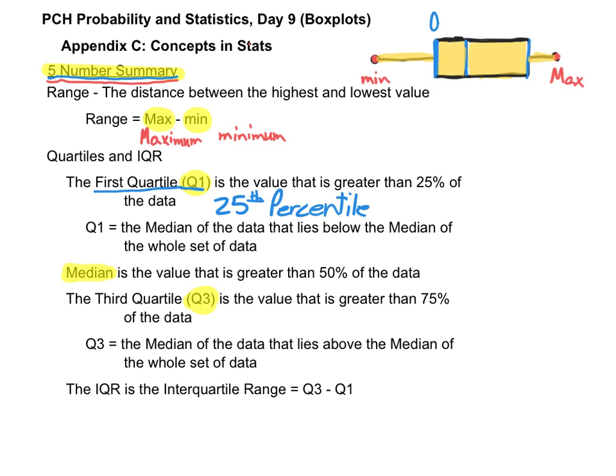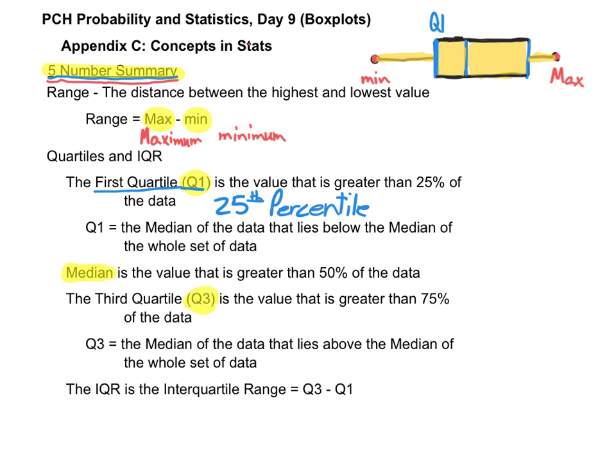So this right here is Q1. The line, and that's very important. These are specific values, not ranges of values. So that's the value that would put you higher than the bottom 25%. Now notice here, it's the median of the data that lies below the median of the whole set of data.